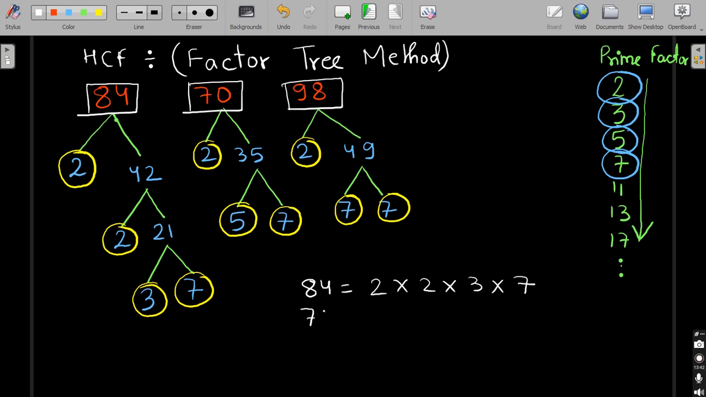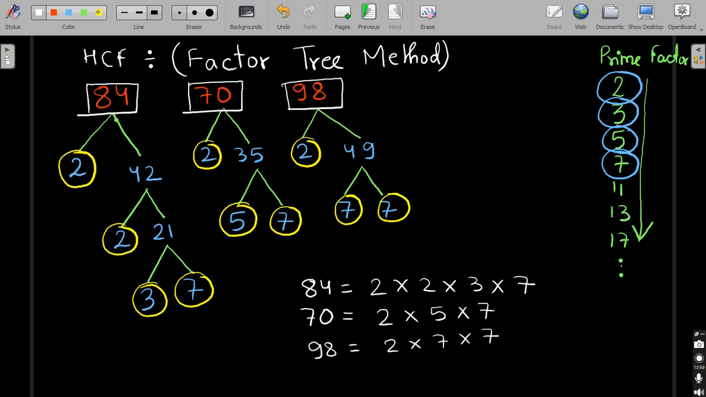After that 70, I will repeat the same. 70, whatever the numbers are in yellow color, left side only, I will get 2 into 5 into 7. Again 98, 98 also I will do the same activity, 2 into 7 into 7. Up to here completed.